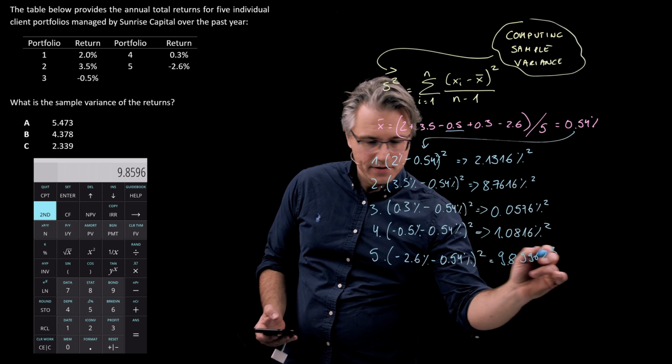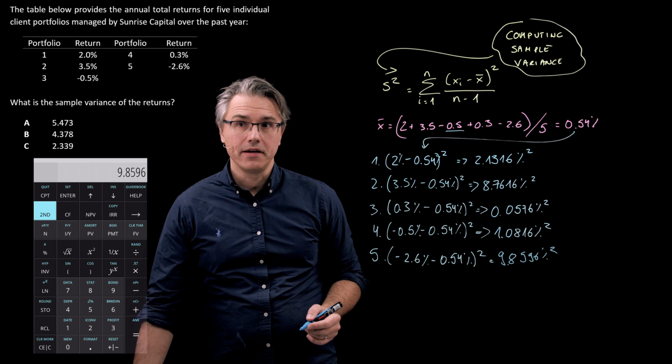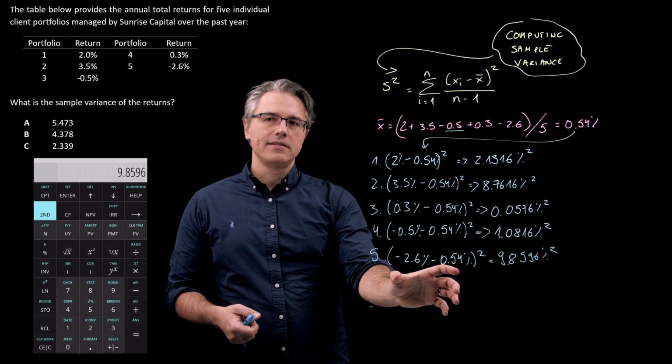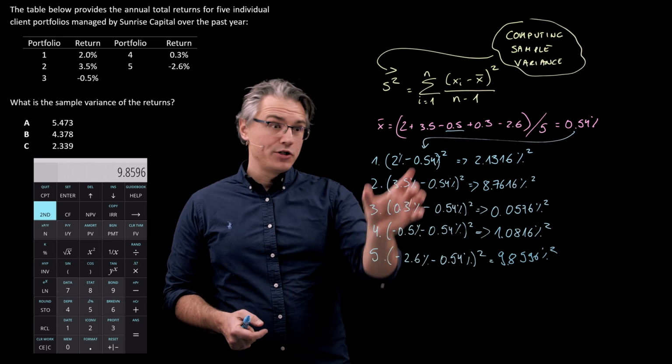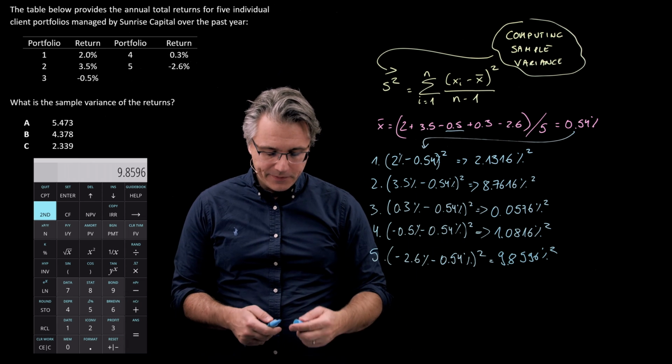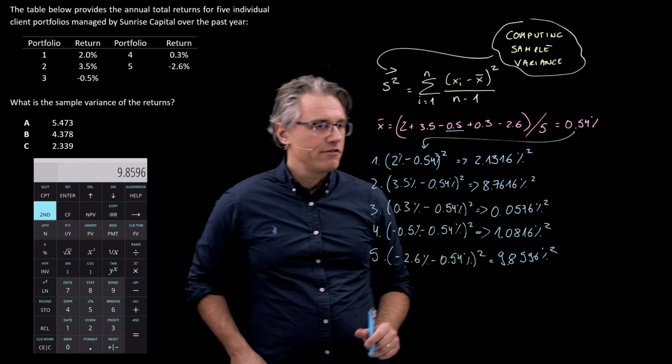It's 9.8596. Please appreciate that without this squaring over here, if we didn't square everything and we just added up these differences, which are expressed in the brackets, we would get a total of 0. That's the essential property of the arithmetic mean.